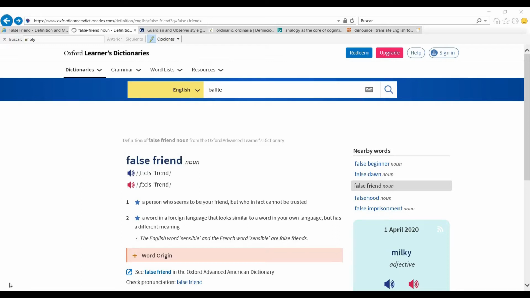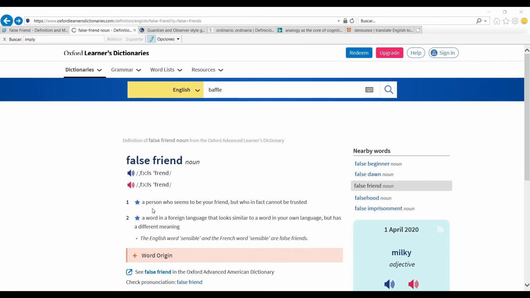Hello, today I want to talk to you about false friends. What is a false friend? Here the dictionary tells us that a false friend is a person who seems to be a friend, but who in fact cannot be trusted. So a false friend is the opposite of a true friend, right?